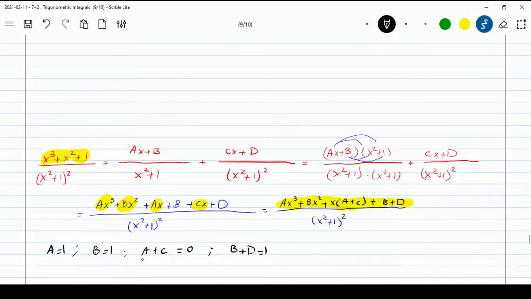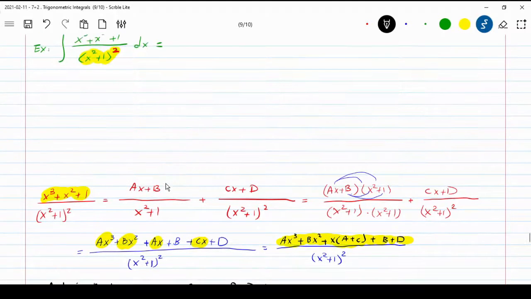So here, since I know a is 1, what is c? c must be negative 1. And since I know b is 1, d must be 0. So I found a, b, c, and d. It was quite easier this time.